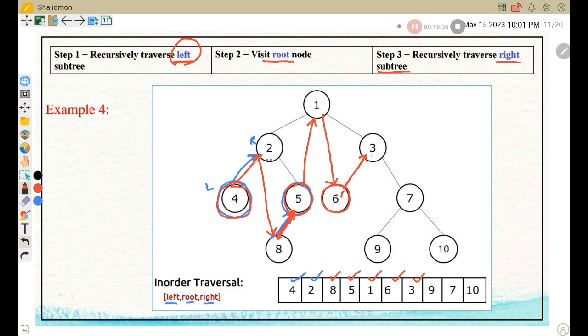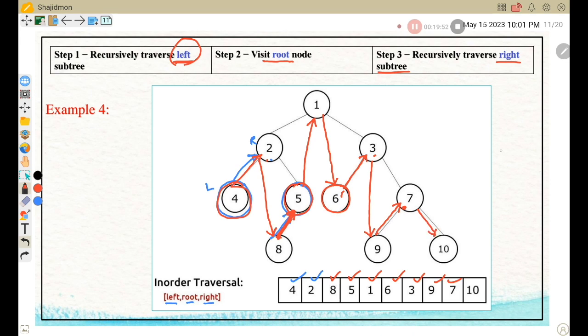Now after 3 we cannot visit 7 immediately. What we do, we need to go to that left side, left vertex, correct? So that is 9. Then from that 9 we need to visit that root vertex 7, correct? Then after that the right vertex. Hope you understood that one, correct?